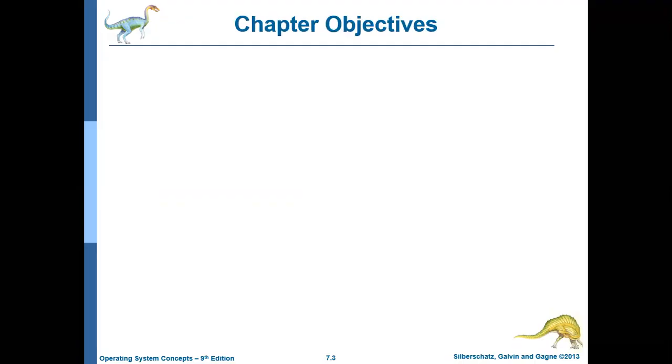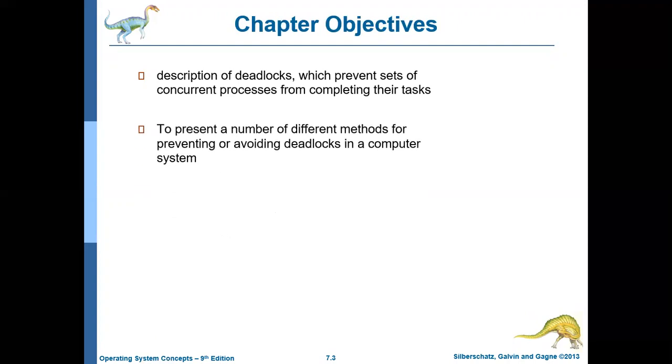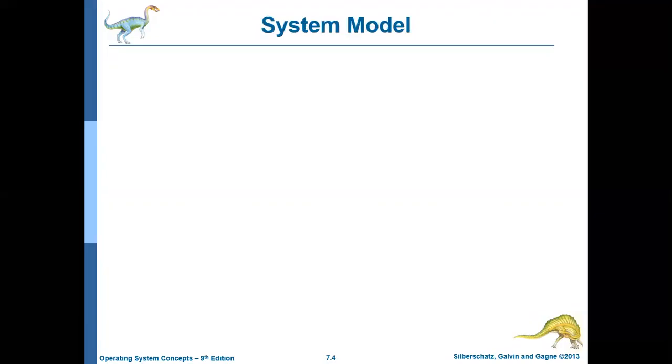The objective of the topic is first to provide a description of the deadlock. Okay, so basically deadlock prevents the processes from completing their task permanently until you reboot the system. So what is deadlock? Why does that condition occur? So that we will understand, and then we will discuss several methods for preventing and avoiding deadlocks in a computer system. Fine. Let us move to the topic.